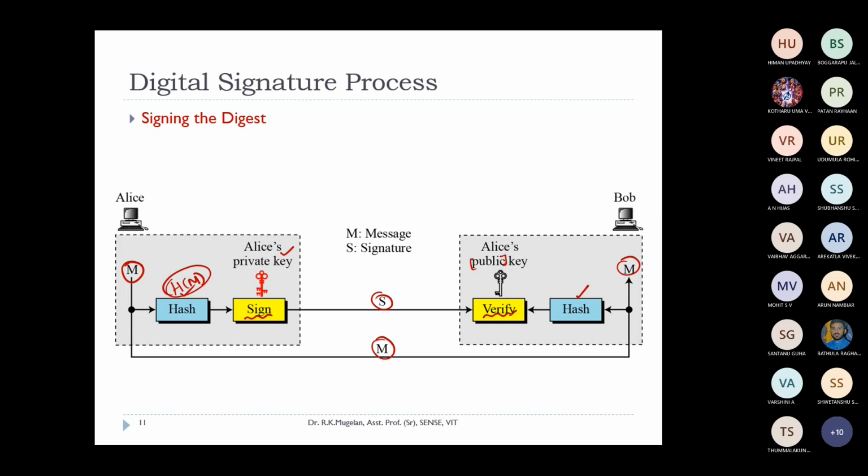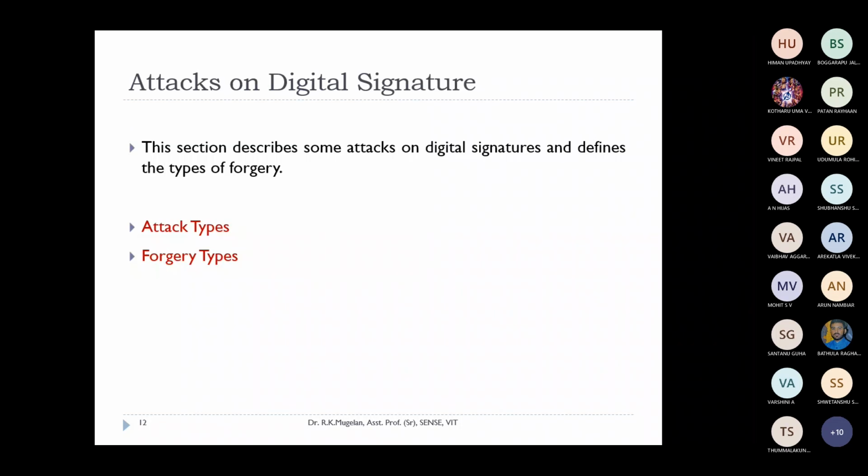We will see a few attacks on digital signatures. There are two different kinds, called attack and forgery. Attack is different and forgery is different. Forgery will be done by a person who has some data about the entire process. An attack will be done by an entirely third person.